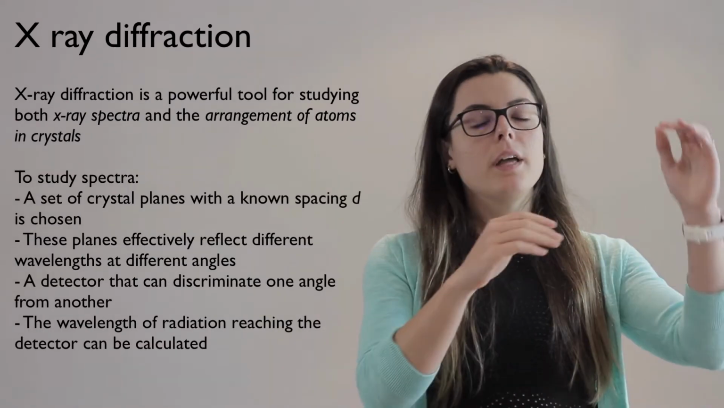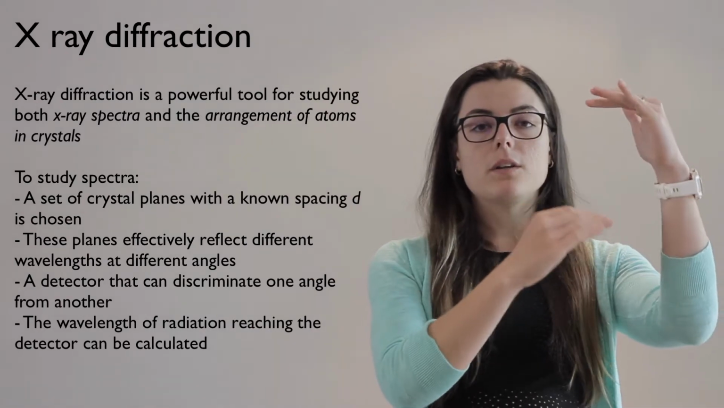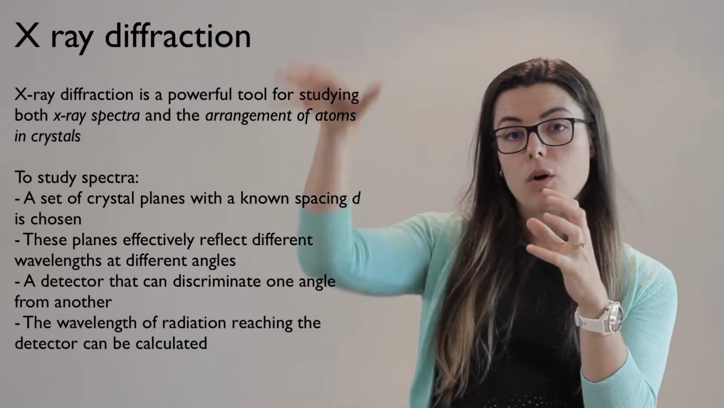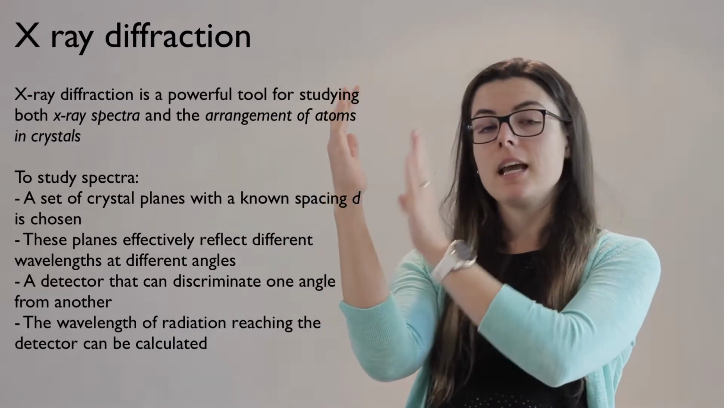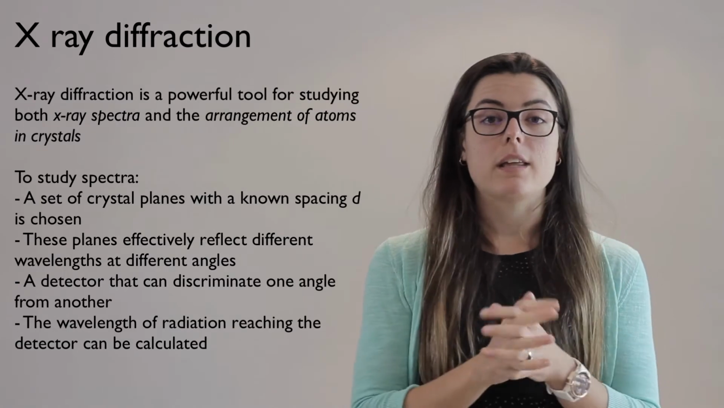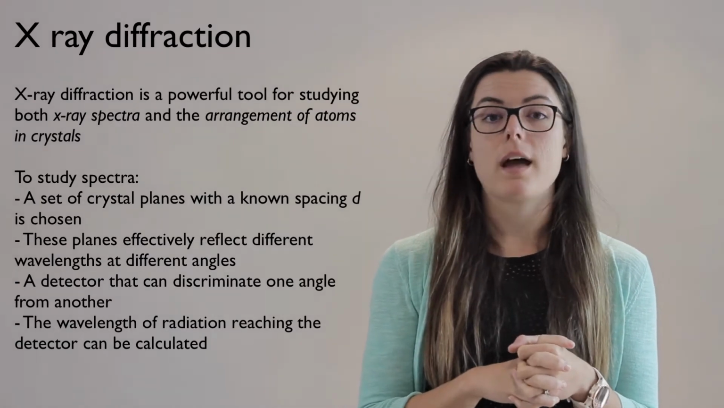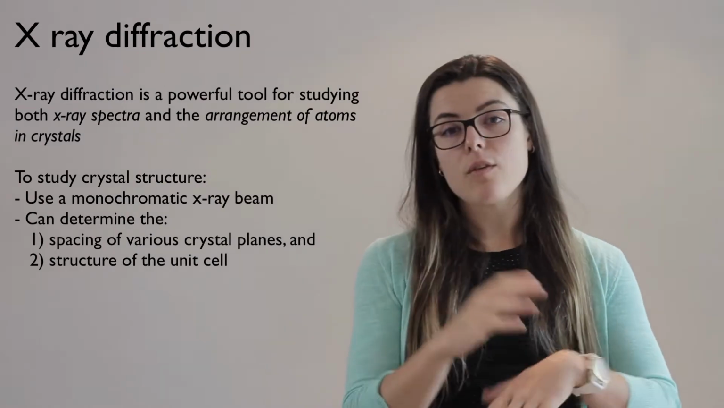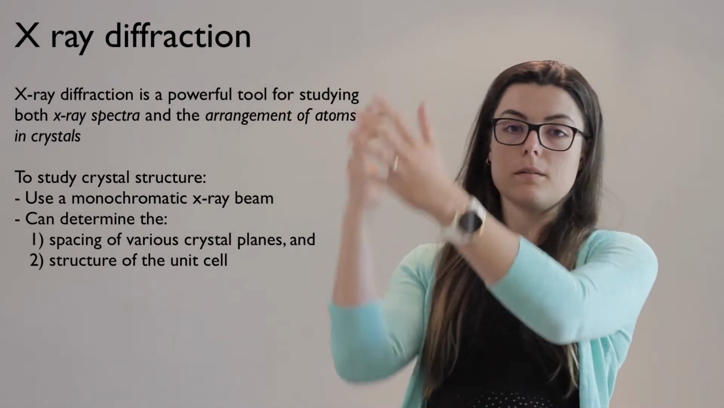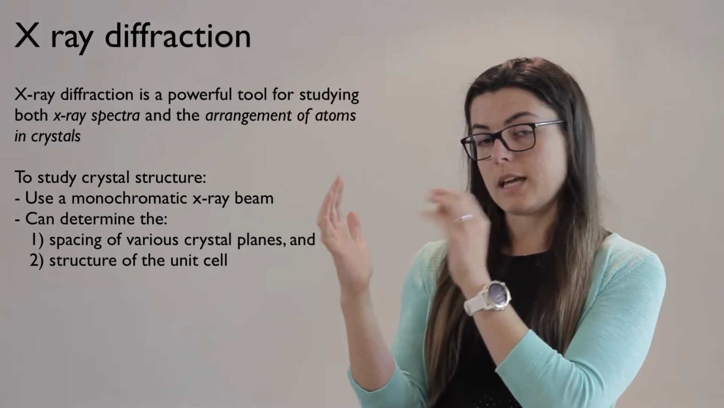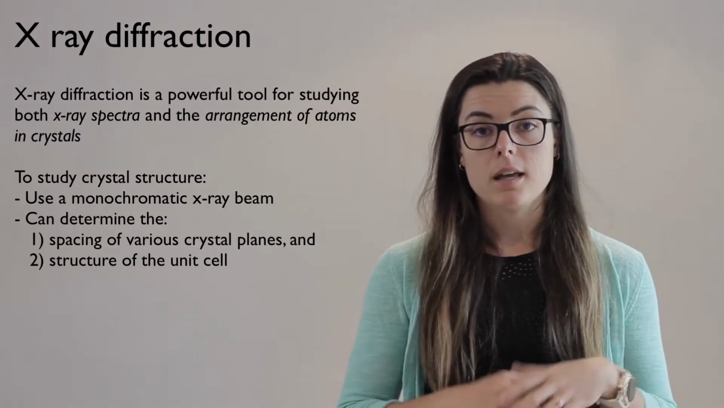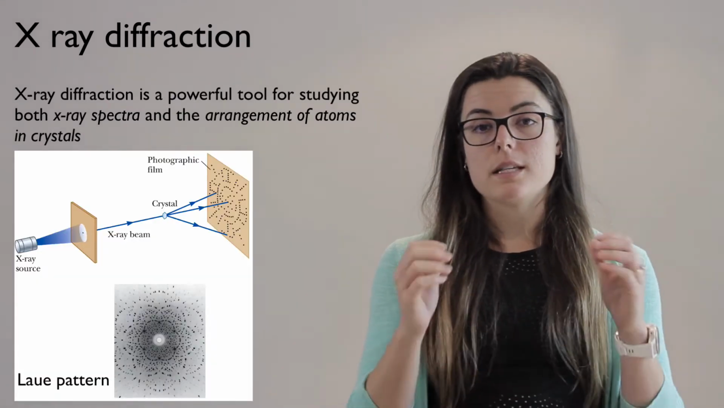So like I said before, if we have a crystal where we know the interplanar spacing D, and we can analyze the pattern and the angles at which our maxima occur, we can work out the wavelength of the radiation that is passing through that crystal. Or flipping it the other way, we can work out the interplanar spacing or the unit cell size based upon the pattern that we get from putting the X-ray radiation through the crystal, if we use a monochromatic X-ray beam.